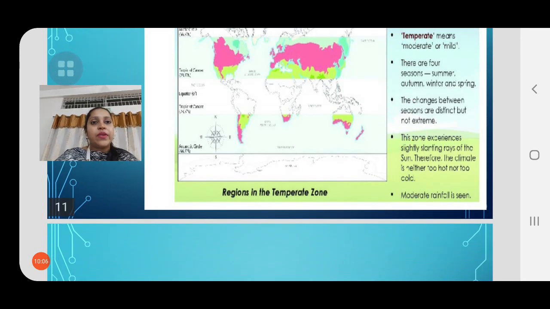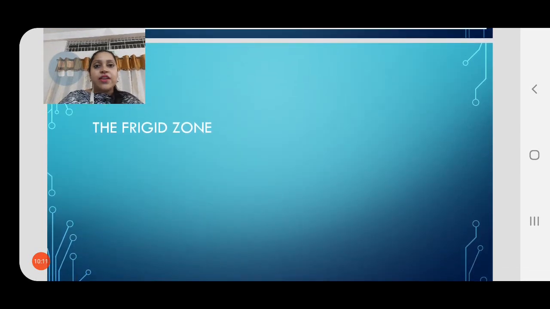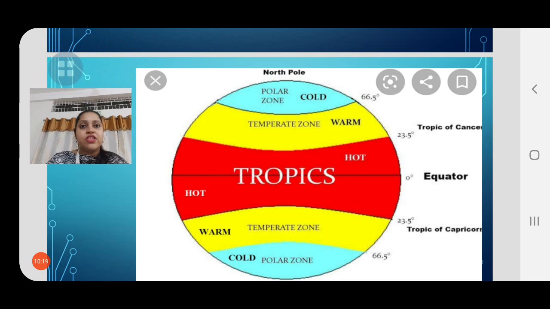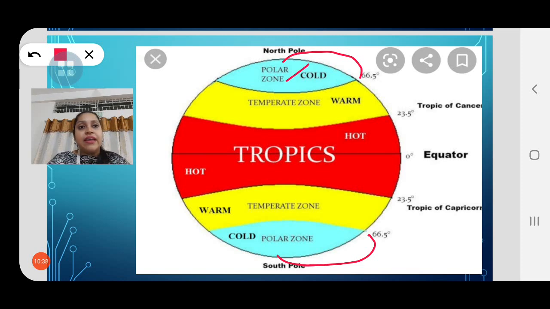Okay children, next we have the frigid zone. So children, let's see which area of the world is under this zone. Yes, we can see the frigid zone here. And which is the frigid zone, children? The area from the Arctic Circle to the North Pole in the northern hemisphere, and from the Antarctic Circle to the South Pole in the southern hemisphere. This area is known as the what? Frigid zone.